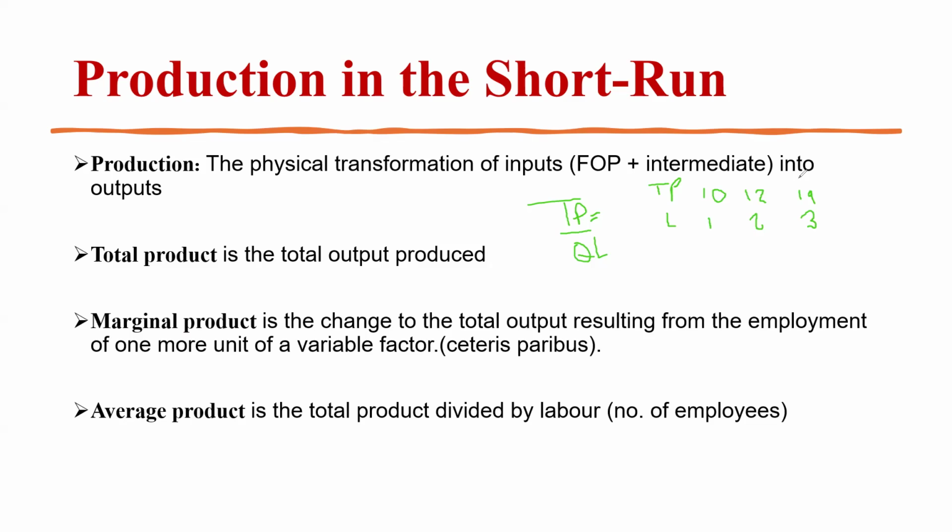And now if you have 19, you also say 19 divided by 3. I need to get my calculator for that. You get 6.3, meaning that in order to produce this total product of 19, each worker contributed 6.3 units. I hope you guys are getting the average. So you say total product divided by the quantity of labor.